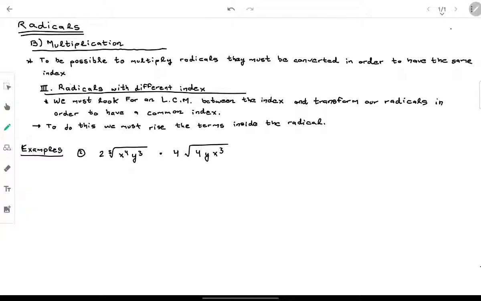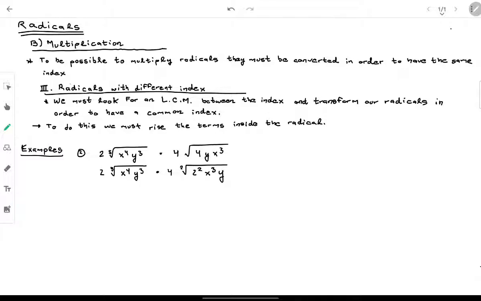So on this exercise, first we need to decompose whatever is inside the radical. This one will stay exactly the same. The second one, we can decompose the 4. So the 4 is going to be 2 squared, x cubed y, if I put it in alphabetical order.